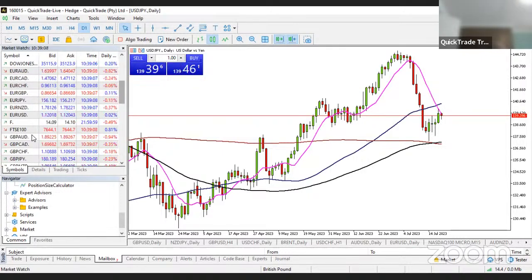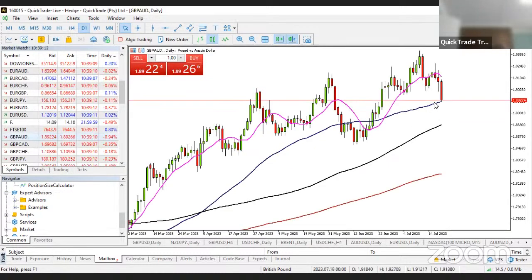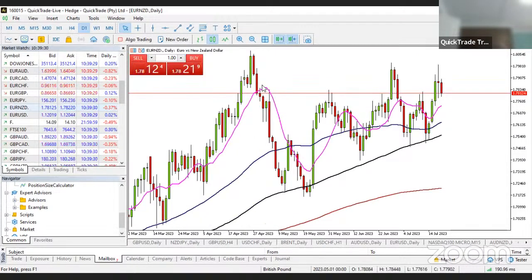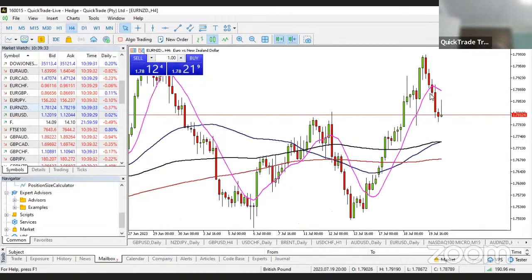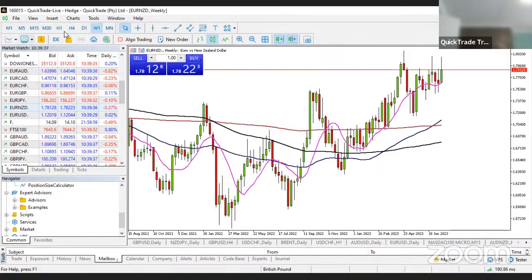GBP AUD is giving us some jip, this thing. Some serious jip. You've seen bad ones as well as good ones. This is not looking good. I just hope that 50-day holds and it bounces. Keep your fingers crossed. Euro NZD was at 53. That's giving us some jip as well. Well, let's just hope it holds. What's the 4-hour say? Hope it holds. What's the weekly say? Hope it holds.